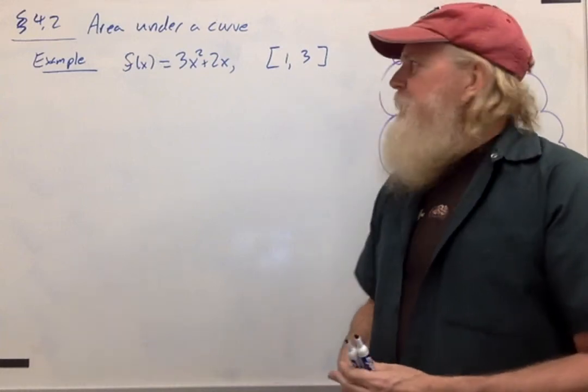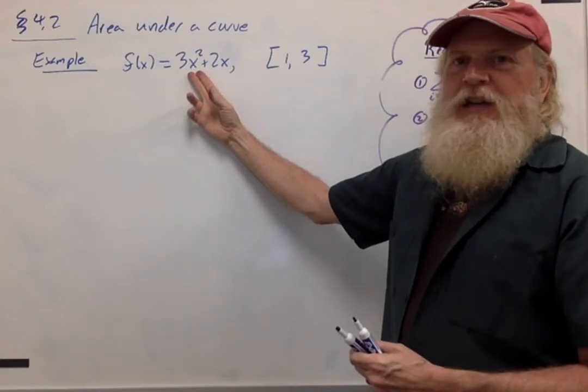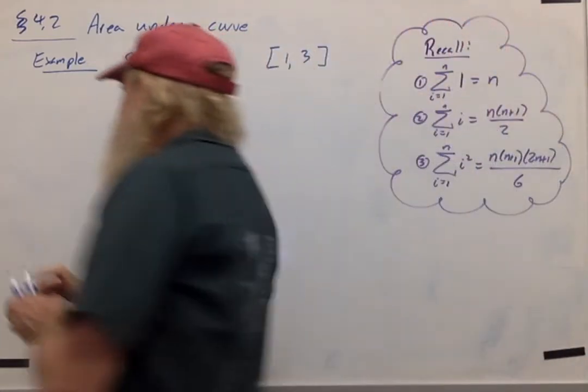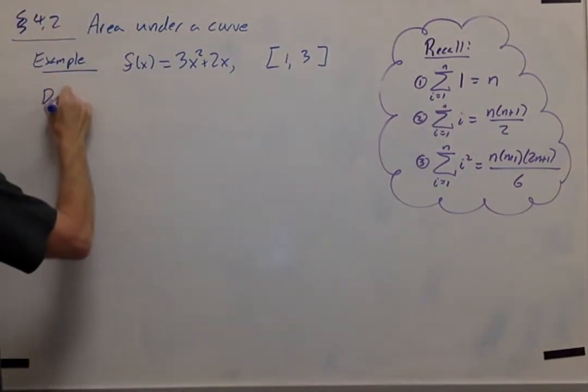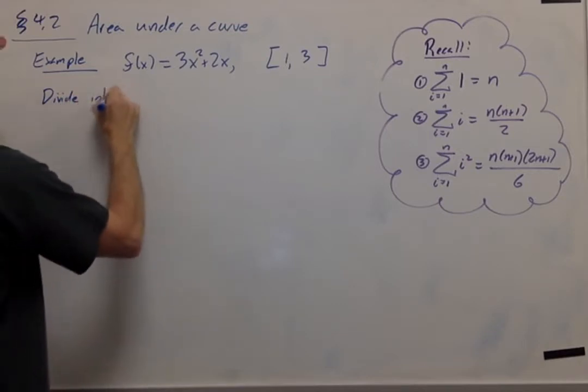Let's do one more example. In this one, let's find the area underneath the curve 3x squared plus 2x on the interval from 1 to 3. So, as before, we'll divide the interval into n equal parts.